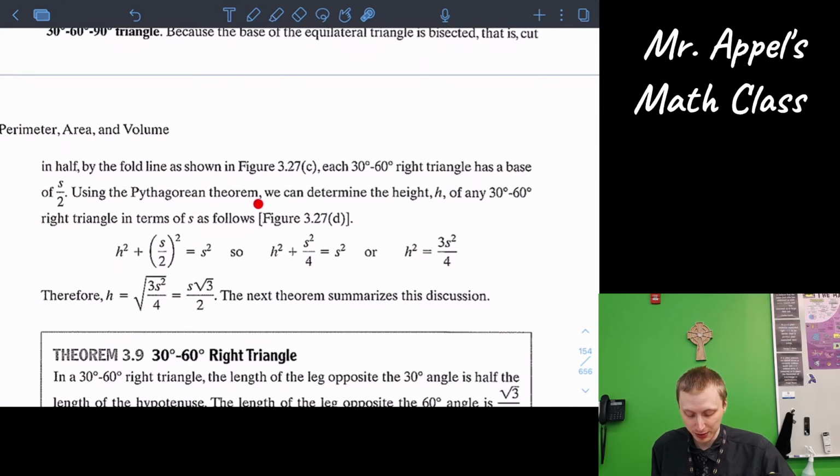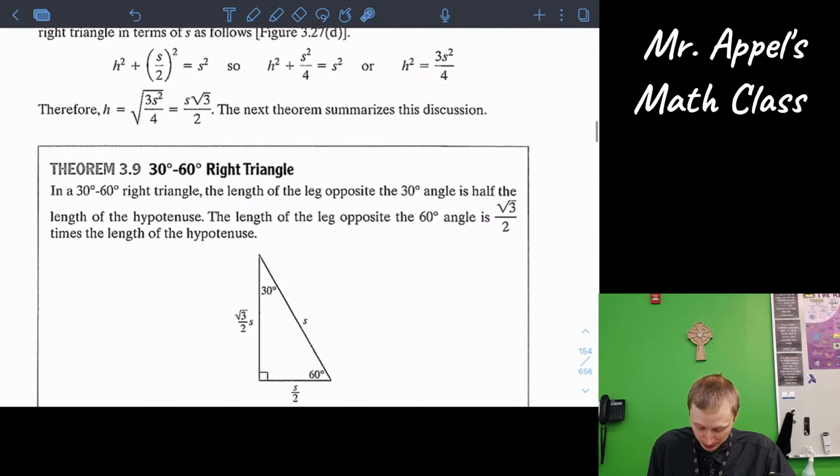Now, using the Pythagorean Theorem, we can determine the height h of any 30, 60 right triangle in terms of S as follows. We'll write Pythagorean Theorem. Keep in mind h squared is one leg, half S squared is the other leg, and the hypotenuse now is S squared. So h squared plus S squared over 4 equals S squared, or h squared equals 3S squared over 4. So taking the square root, h is the square root of 3S squared over 4, or we can simplify that one step further. H equals S times the square root 3 over 2. The next theorem summarizes this discussion.